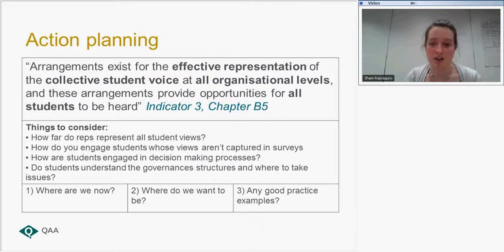This last little bit about these three questions is really the bit that you want to do with your institution, depending on which one you're from. You've already given me some amazing examples of what you're up to, but where are you now? Where do you want to be? And any good practice examples? I think we'll focus on two. It comes to this indicator about arrangements existing for effective representation of collective student voice at all organisational levels, and providing opportunities for all students to be heard. Where do you want your institution to be?